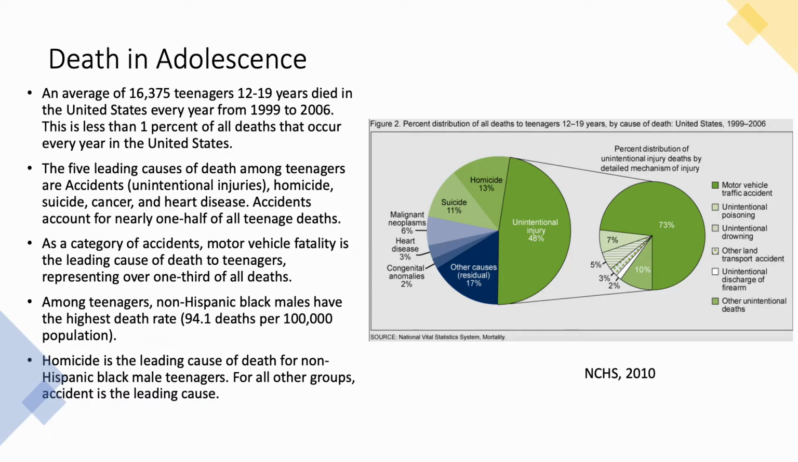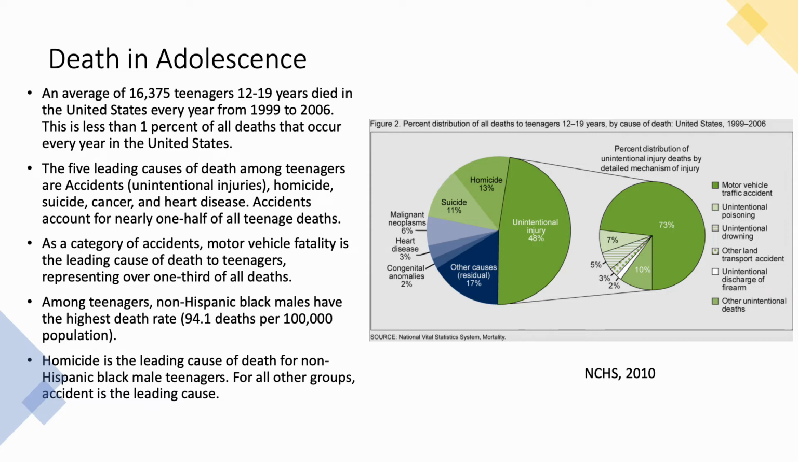Let's talk a little bit about death in adolescence. It does happen. So it's slightly different from other age groups. The greatest risk of suicide, for example, is in Native American boys. An average of over 16,000 teenagers between 12 and 19 years old died in the United States every year from 1999 to 2006. That is less than 1% of all deaths that occur every year in the United States. So for the most part, we don't see a lot of death in adolescents, but it doesn't mean it doesn't exist.